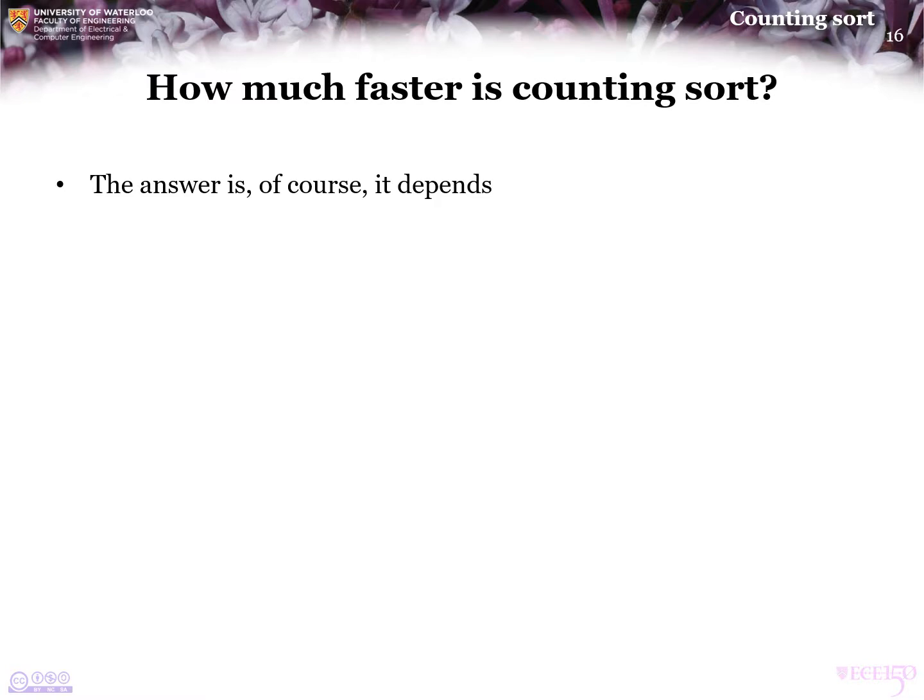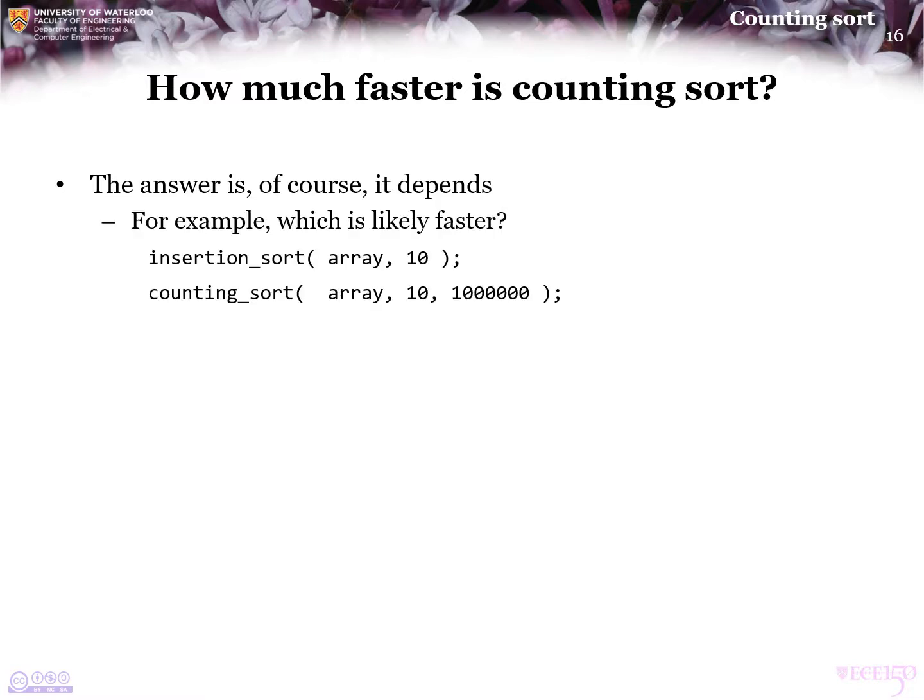So the question is, how much faster is counting sort than, say, for example, insertion sort? The answer is, of course, it depends. Suppose that we had an array of capacity 10 and we called insertion sort on it. Well, that should be sorted rather quickly.